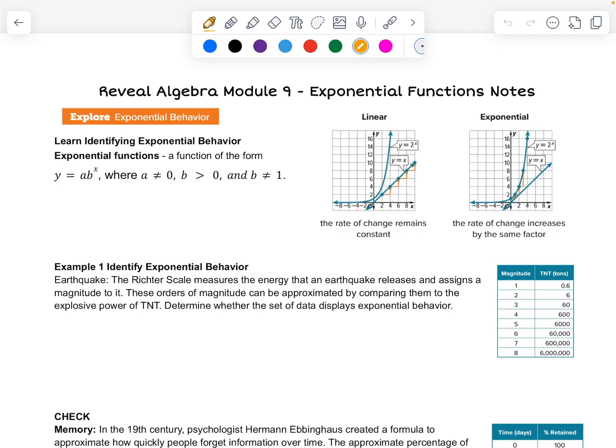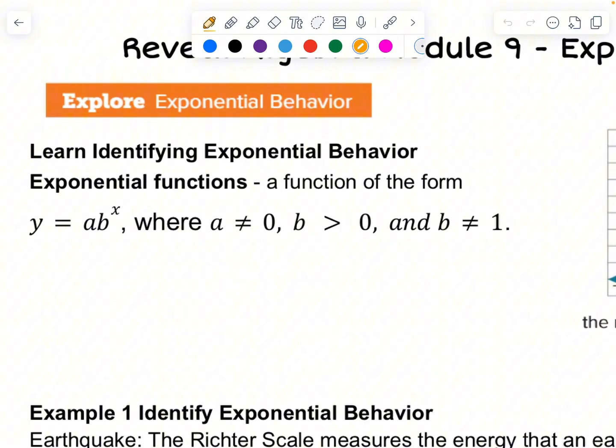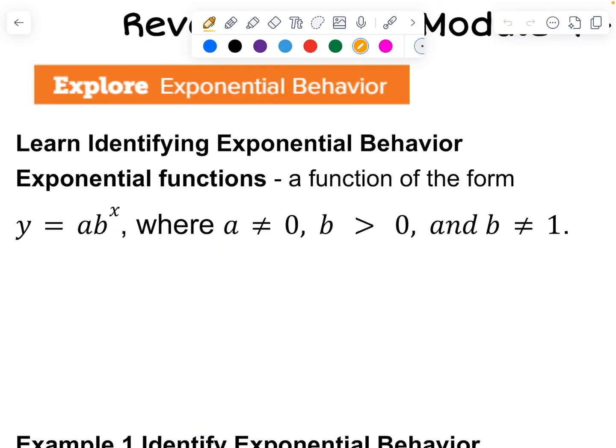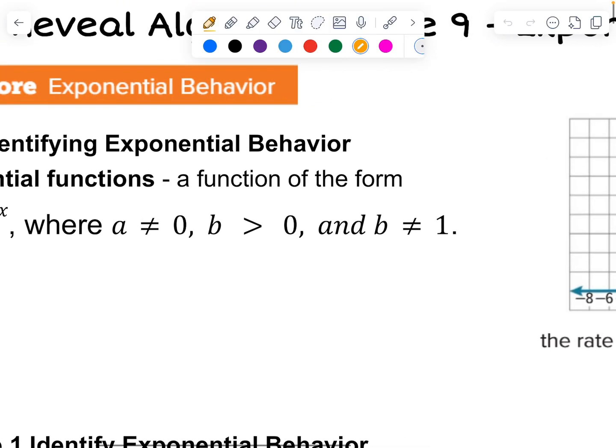Okay, let's talk some more about exponential. Exponential is going to look like this. y equals a times b to the x power, where a can't equal 0 and b has got to be greater than 0 but not equal to 1. And we'll talk more about that in just a minute.